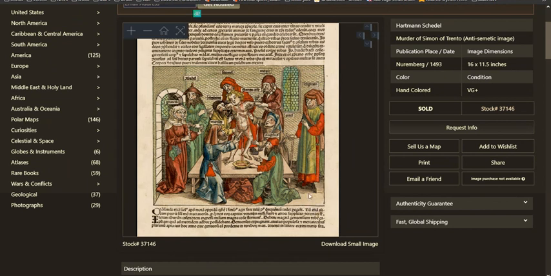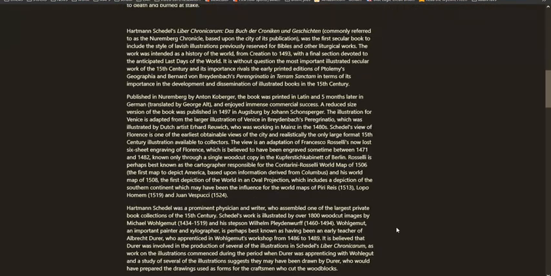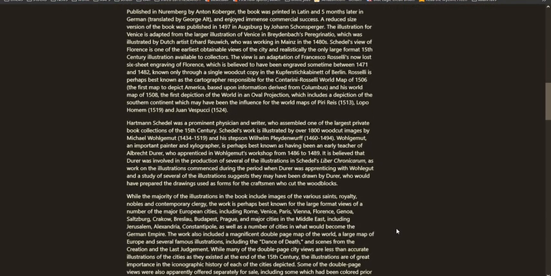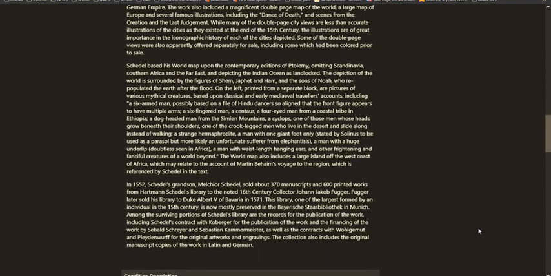to have been engraved sometime between 1471 and 1482, known only through a single woodcut copy in the Kupferstichkabinett of Berlin. Rosselli is perhaps best known as the cartographer responsible for the Contarini-Rosselli world map of 1506, the first map to depict America, based upon information derived from Columbus, and his world map of 1508, the first depiction of the world in an oval projection, which includes a depiction of the southern continent, which may have been the influence for the world maps of Piri Reis, 1513, Le Testu, 1519, and Juan Vespucci, 1524.